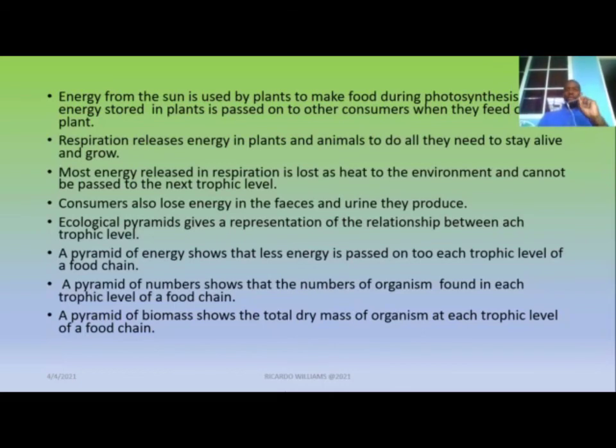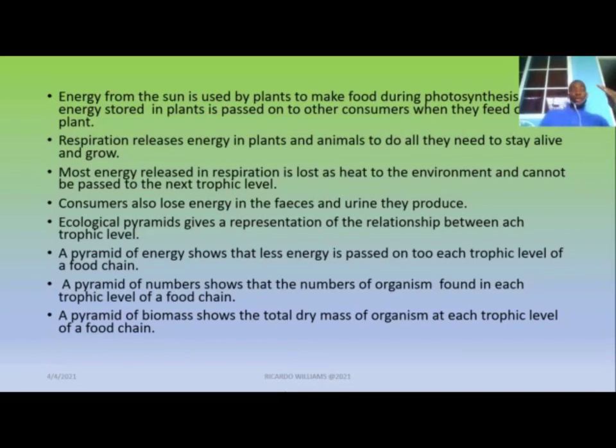Finally, we looked at ecological pyramids, which give a representation of the relationships at each trophic level. We have three types: pyramids of numbers, pyramids of biomass, and pyramids of energy. Pyramids of numbers tend to vary because of the number of organisms, you count them 1, 2, 3, 4. Not all the time can you have 100 producers to 50 consumers. Sometimes you can have 50 consumers to 10 producers. So it varies. The biomass, as we say, is the dry weight of the animal tissue.